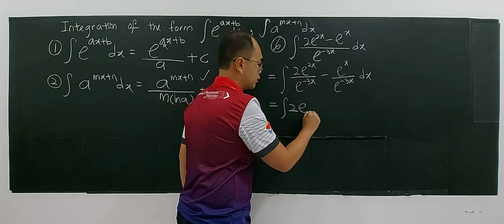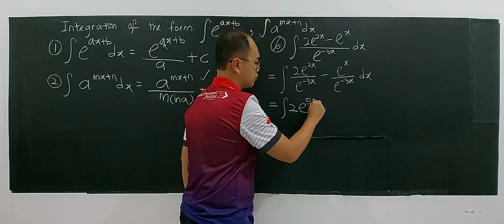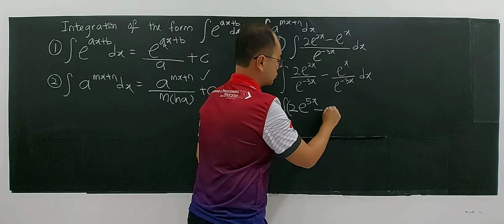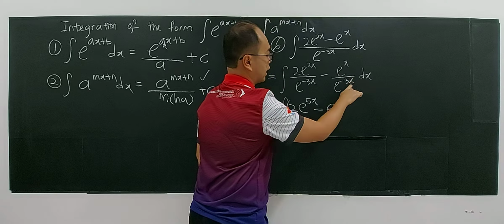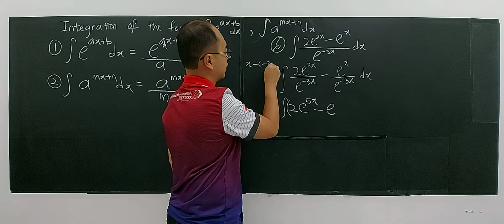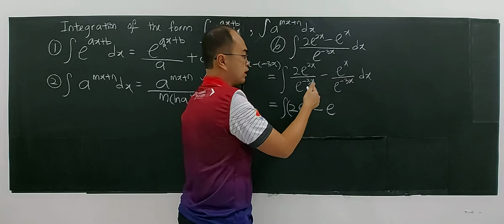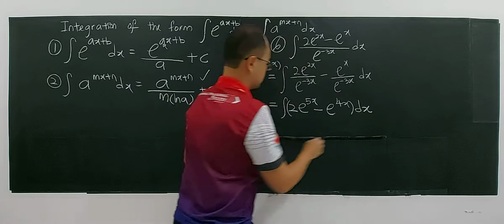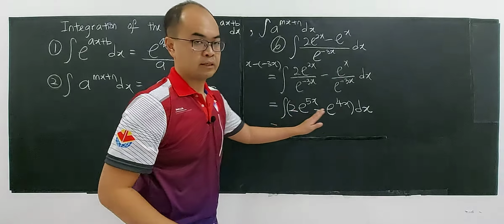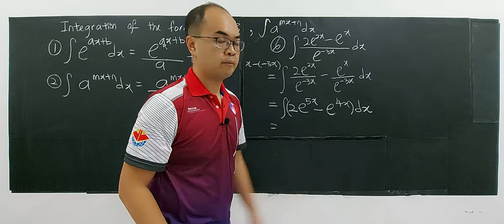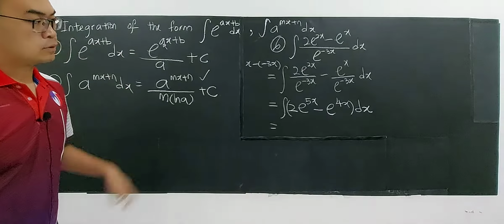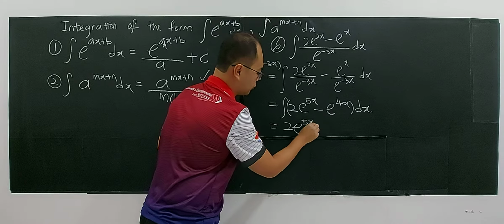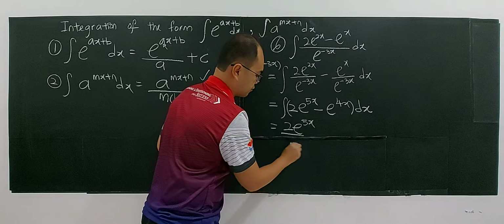So you have 2x plus 3x, which is 5x. Then simplify this one also: x minus negative 3x. You subtract the index because you divide. So then you have 4x dx. After that, you see that now you can apply the formula. So you copy back. The coefficient for x is 5, and then divide by 5.